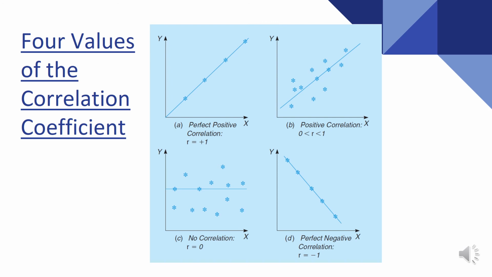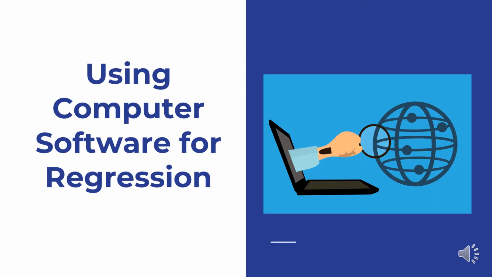And in figure D, we have the perfect negative correlation when r is negative 1. It indicates a perfect negative linear relationship. As one variable increases in its values, the other variable decreases in its values through an exact linear rule. So as we can see in figure D, the line goes downward from left to right.